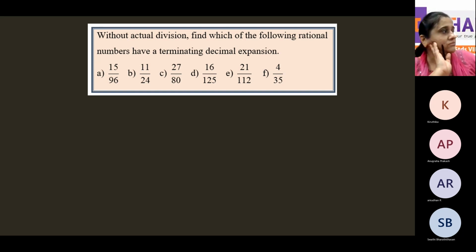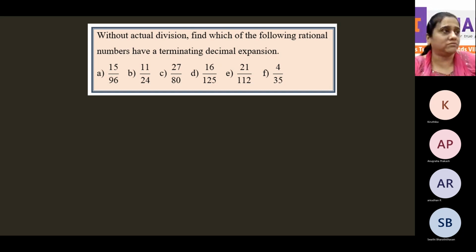Now, we are going to understand something different now. Without dividing, see, what can you see? You can see some rational numbers. 15 by 96, 11 by 24. You can see integer by integer. In all these, questions A, B, C, D, E, F, you can see integer by integer. So these are all rational numbers. So that means they can have two kinds of decimal expansion, either terminating or non-terminating, repeating.